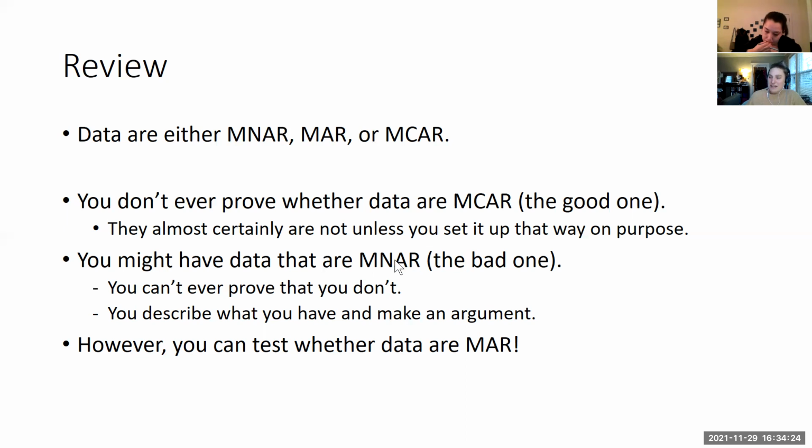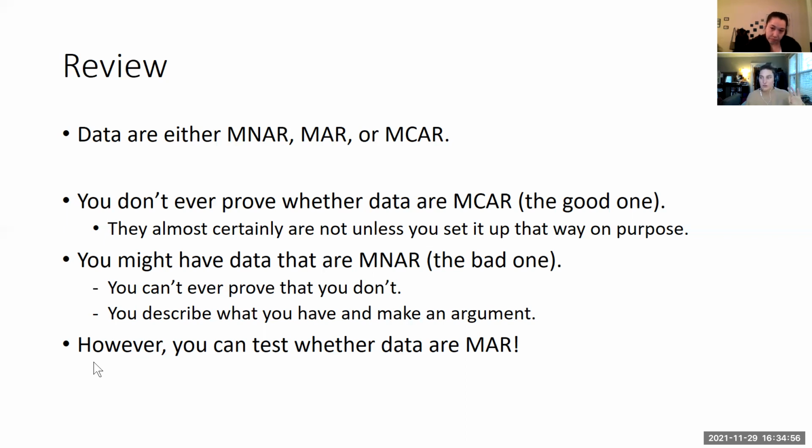If you think you might have data that are missing not at random, which is the bad one, you can't ever prove that you do or do not. You can describe what you have and you can make an argument about what is there, and you can discuss it in your discussion section. That's all you can do when your data are missing not at random. What you can test, the only thing you can test, is whether your data are missing at random. And I'll show you how we do that.